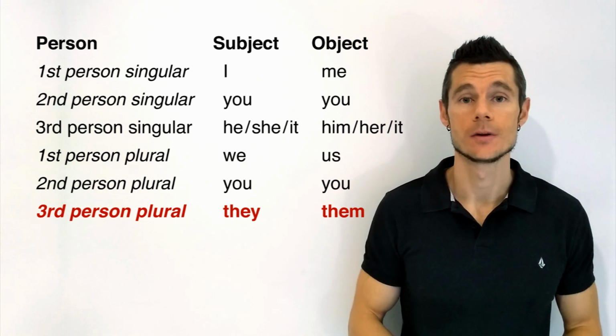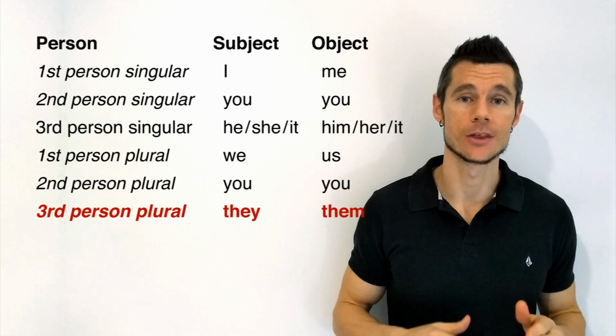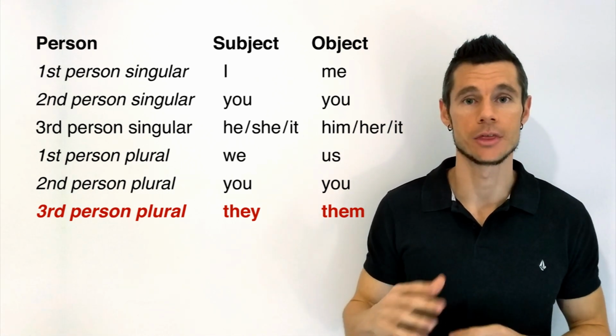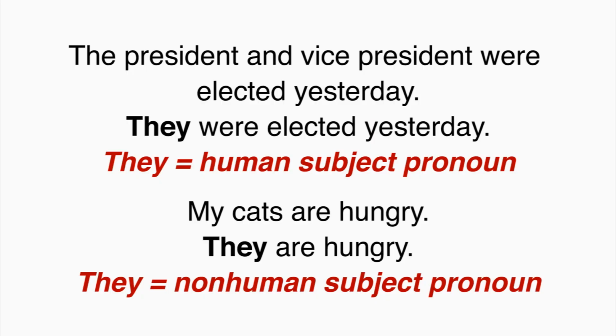In the plural form, the third person pronouns used are they for the subject and them for the object. These pronouns refer to more than one person or thing being spoken about. The president and vice president were elected yesterday. Using a personal pronoun, this would become, they were elected yesterday. They is a human subject pronoun. My cats are hungry. Using a personal pronoun, this would become, they are hungry. They is a non-human subject pronoun.